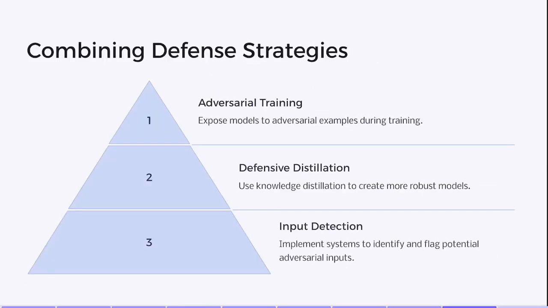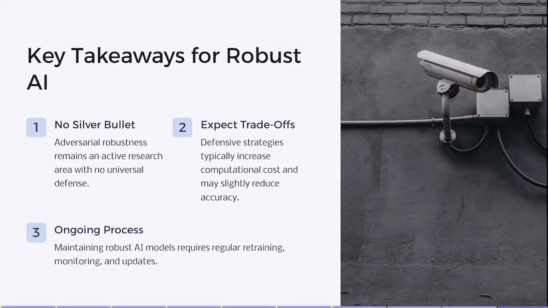To put it all together and to recap, we face dynamic adversaries who constantly develop new ways to fool AI systems. The key takeaways would be, there is no single silver bullet. Adversarial robustness remains an active research area with no universal defense. Expect trade-offs. Defensive strategies typically cost more computationally and may slightly reduce accuracy. And it's an ongoing process. Maintaining a robust AI model is an ongoing process. Regular training and monitoring are critical.